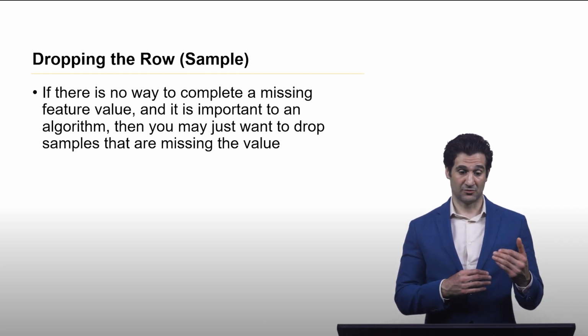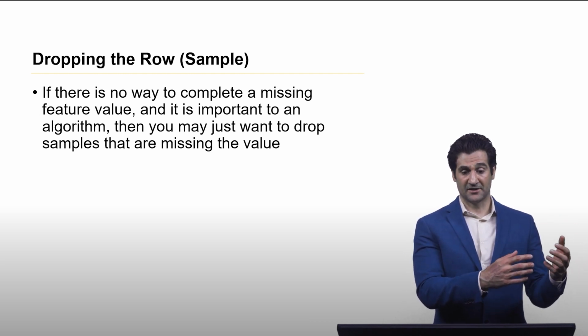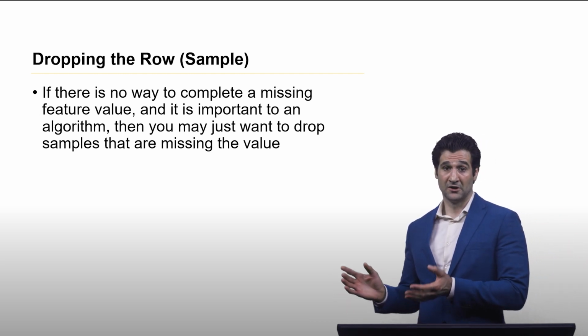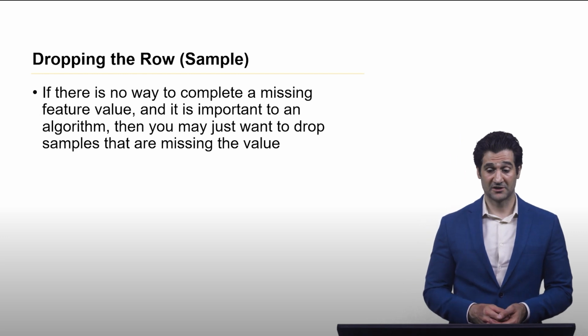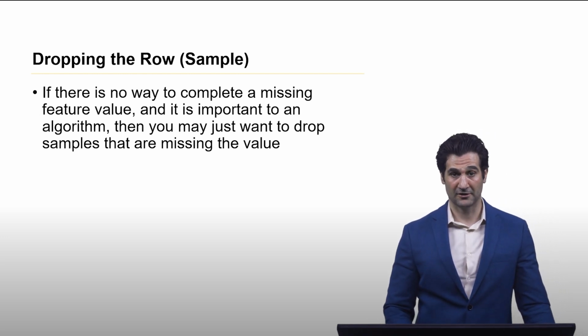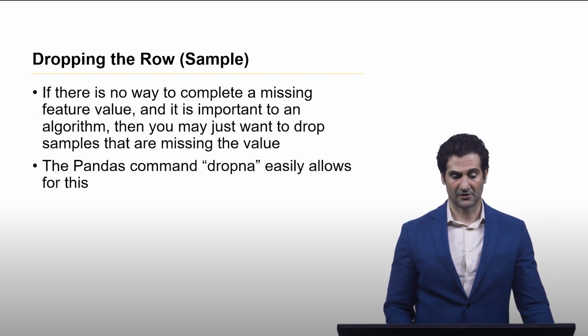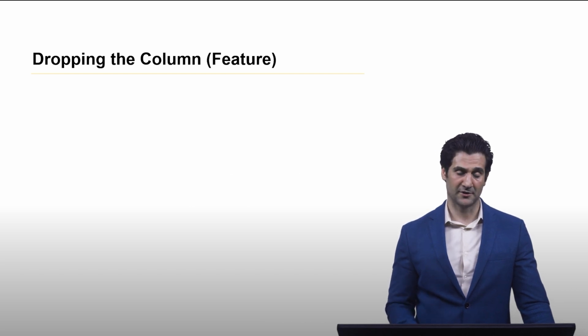Now, what we had done is we had one model that had this dropped, and then we had a different model where instead we did something else. We dropped the column, which we'll talk about in a moment. So here's the pandas command, and here's dropping the column.